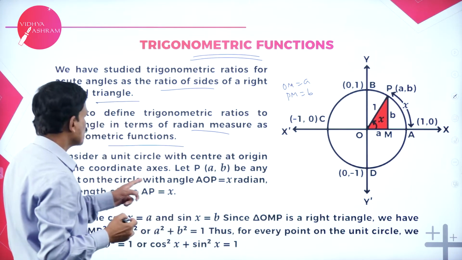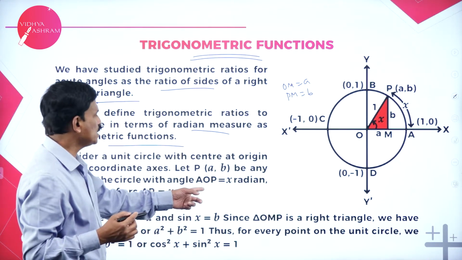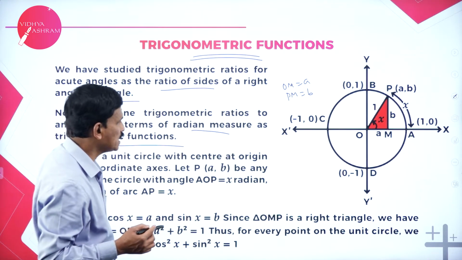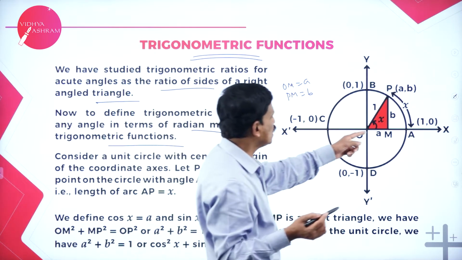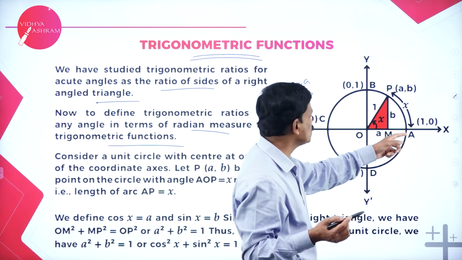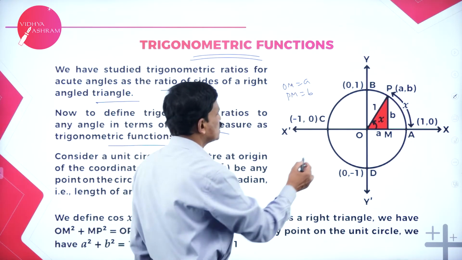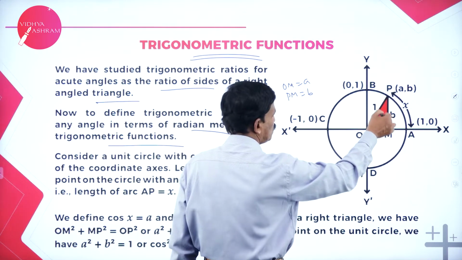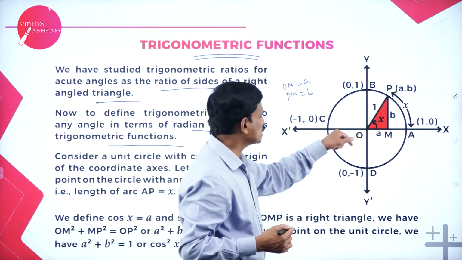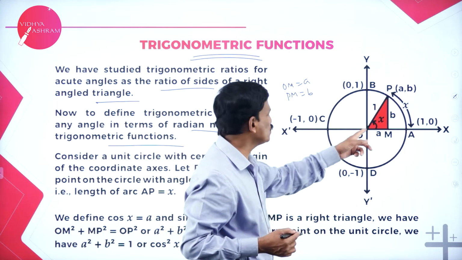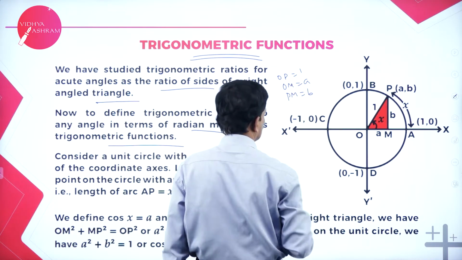Now let P(a, b) be any point on the circle with angle AOP equal to x radians or theta radians. The length of the arc AP is equal to x. So therefore, here the distance OM is equal to small a and PM is equal to small b, and this is a unit circle of radius 1 unit. Therefore, OP is equal to 1 unit.